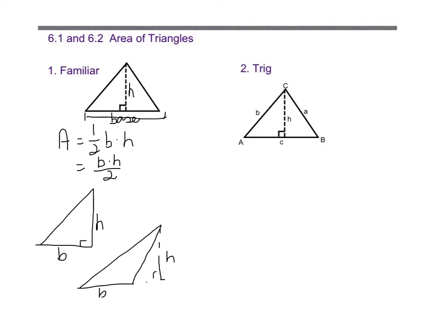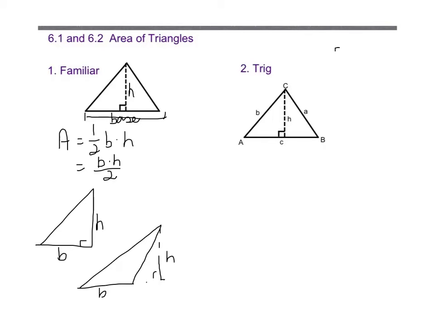Now the second type is called the trig method. That's when you don't have the base and the height. What you're actually going to be given is maybe two of the angles, or two of the sides and another angle, and not the height. So let me show you how we derive it, and then I'll show you how you use it. It's pretty easy.